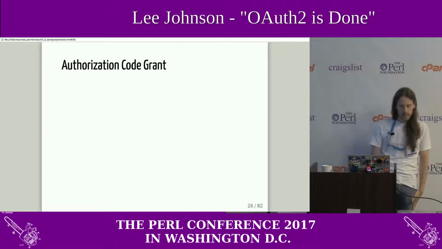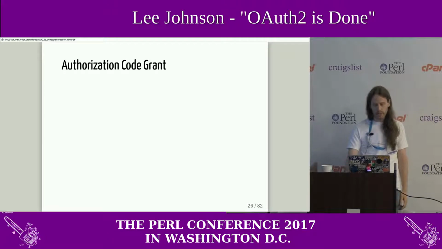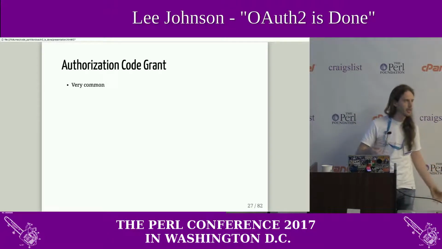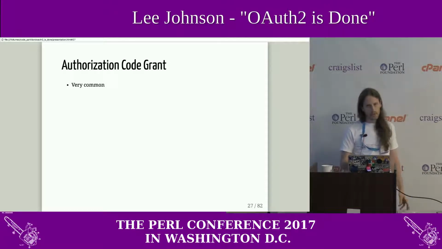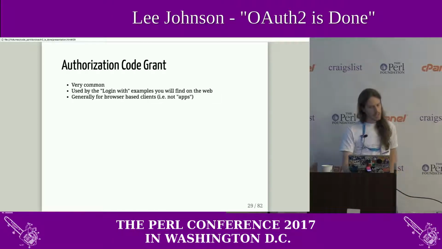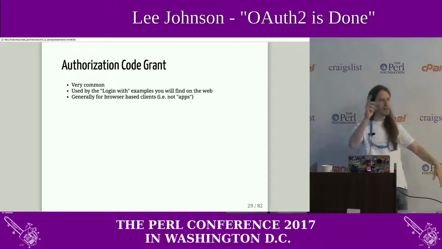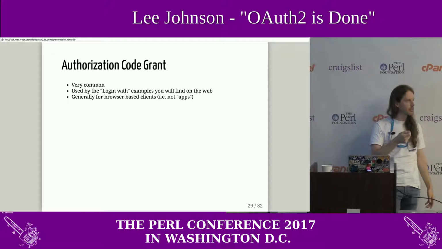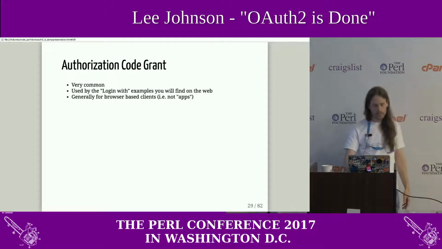So the first one is the authorization code grant, and it's very common. It's generally when you see login with Facebook, login with GitHub, this is what they're using. It's sometimes called 3-legged OAuth, and it has other names as well. And it's generally for the browser. If you're using an application on your phone, they're generally not using this. Although they can use this, it creates a bit more of a back and forth, so it's not a great user experience on your phone. It's better for web apps.